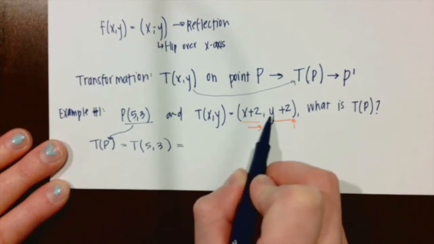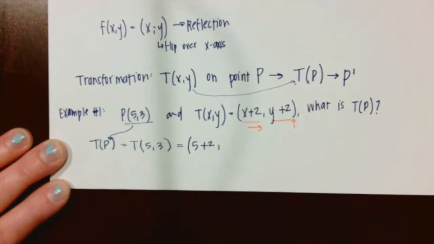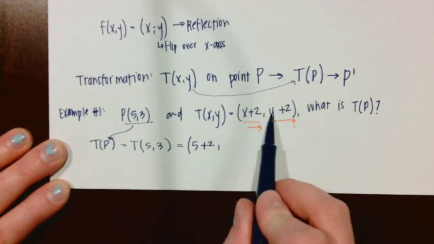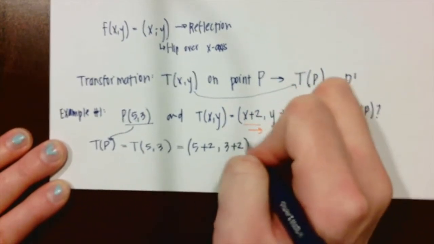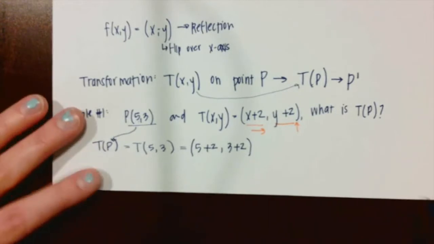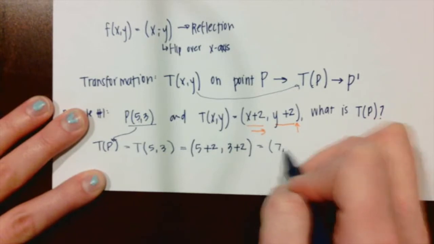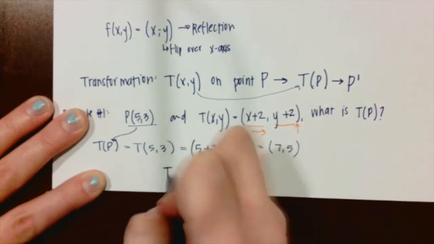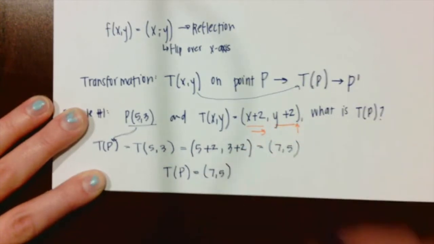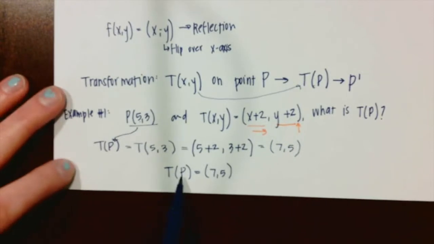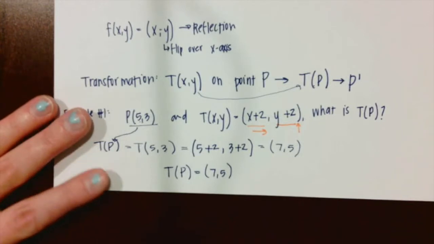Now we need to replace this x with 5 and this y with 3. So I'm going to have 5 plus 2, and then replacing the y with a 3, that will give me 3 plus 2. And that ends up equaling 7, 5. So we can say that t of p equals 7, 5. In other words, the transformation of p moved us to the point 7, 5.